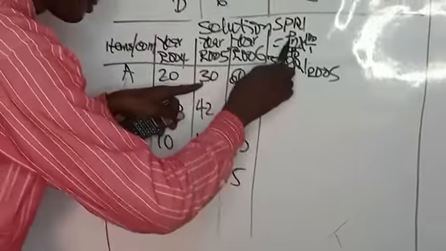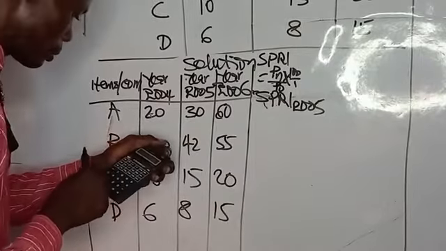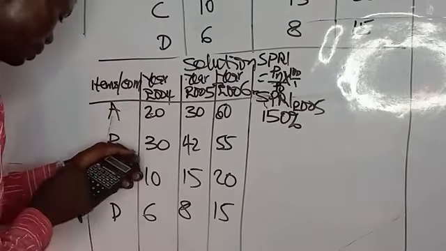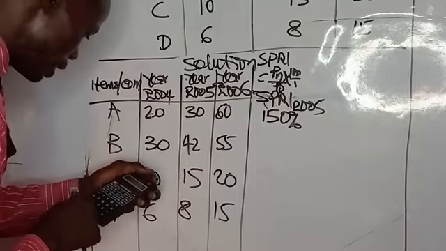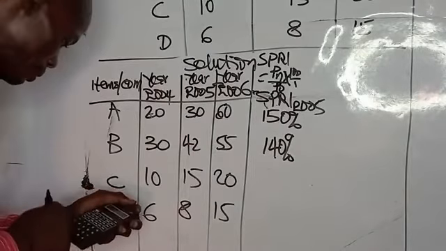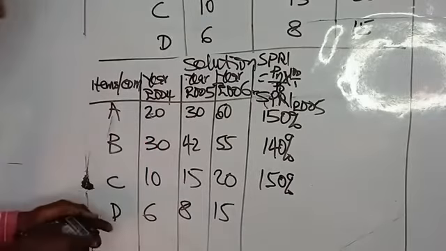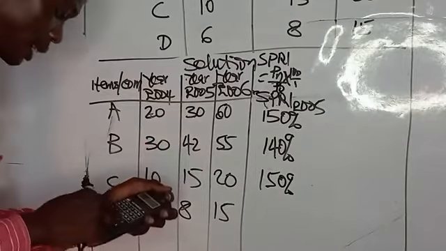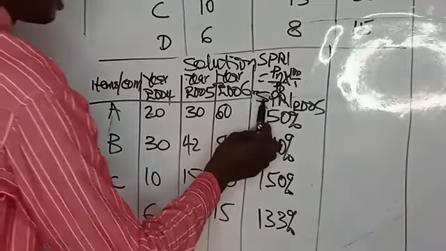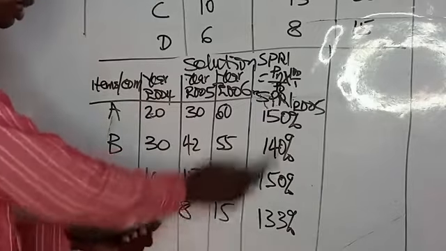So our PN is 30 over PO, which is 20. 30 divided by 20 times 100. Then we have 150%. 42 divided by 30 times 100 gives us 140%. Then 15 divided by 10 times 100 also gives us 150%. Then 8 divided by 6 times 100 gives us 133%. That is the simple price relative index. So that is the solution for 2005.